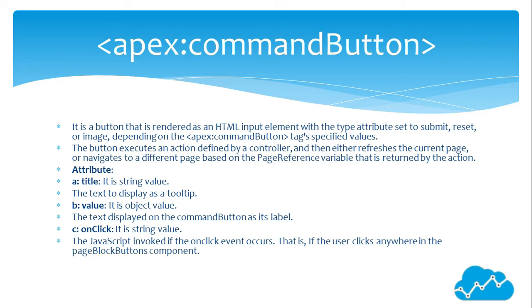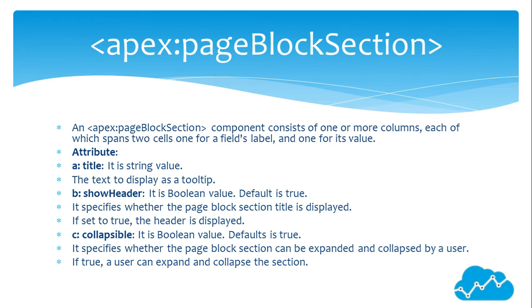Attribute title is a string value: the text to display as a tooltip. Value is an object value: the text displayed on the command button as its label. On click is a string value: the JavaScript invoked if the on-click event occurs, that is, if the user clicks the button.